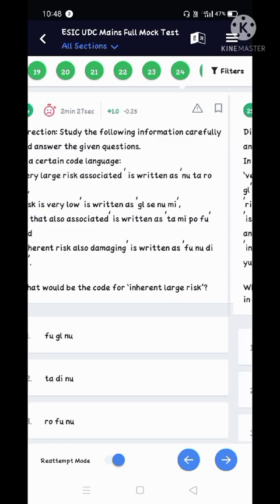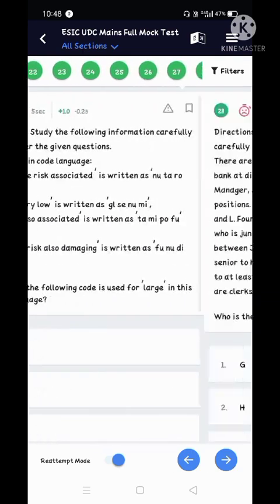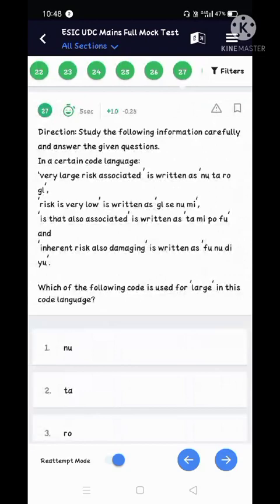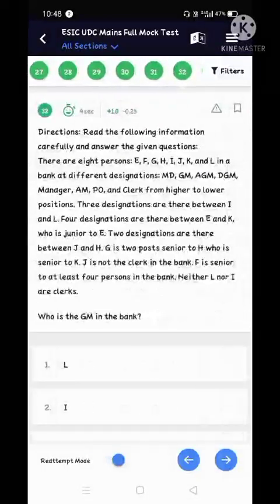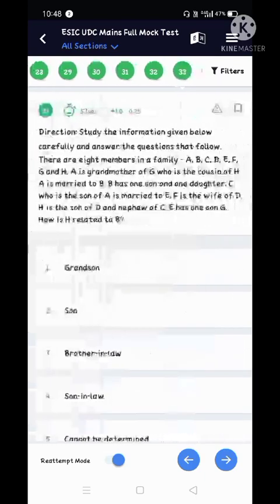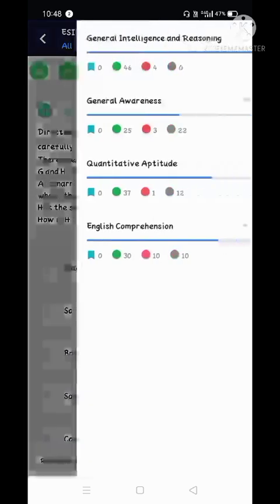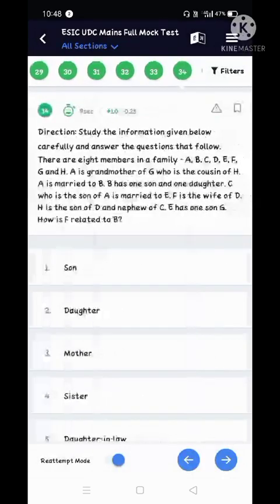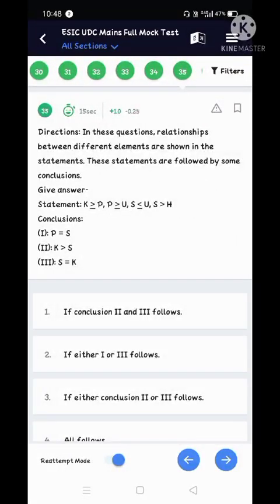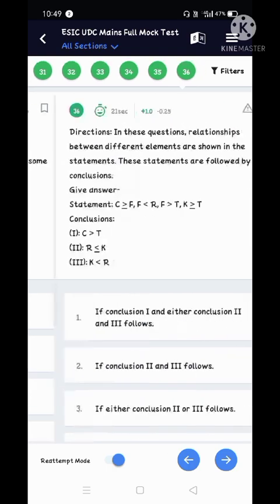So 25 to 28 questions, I think, were asked from coding decoding. Yeah, it was easy. And next, 29 to, I think, 32 questions were asked from a designation based puzzle, and it was also easy. I was capable of doing, I think, 46 questions. 4 questions were wrong, so I want to see which questions I made mistakes in. Yeah, it was inequality. It was also easy.